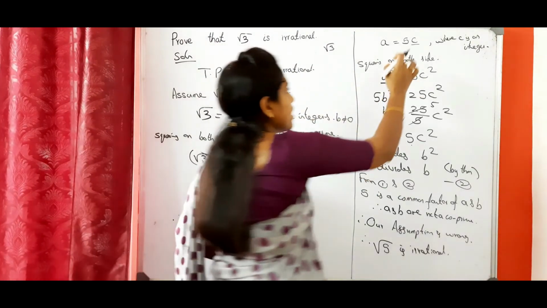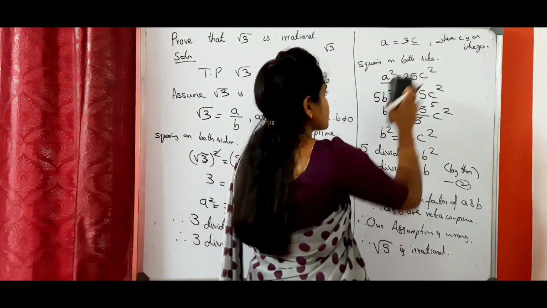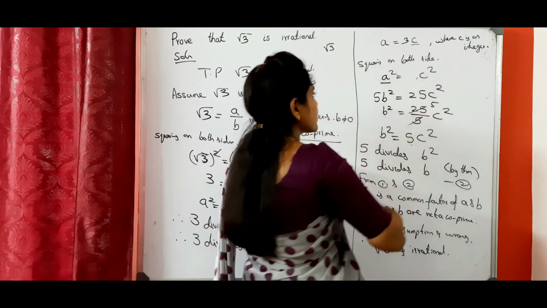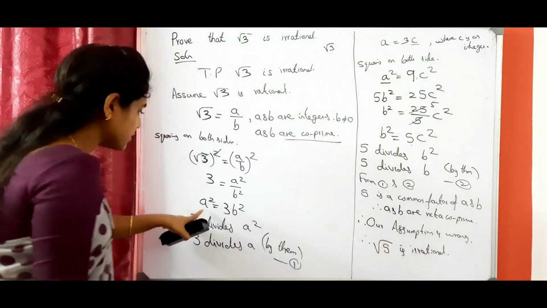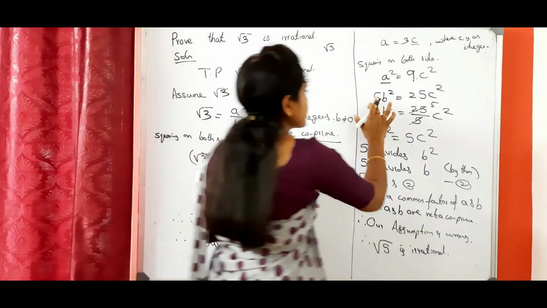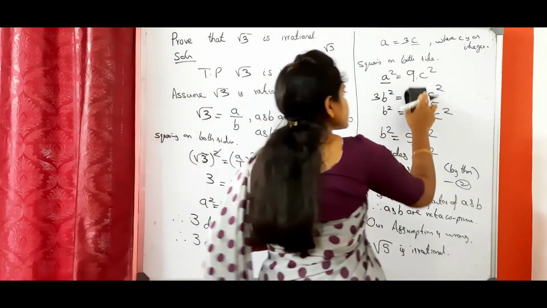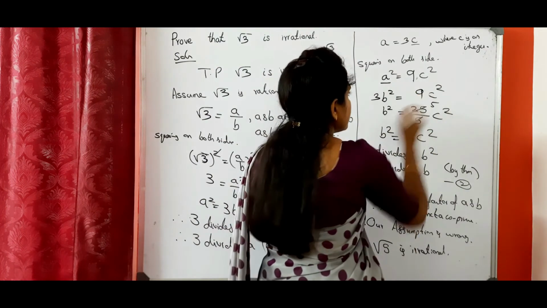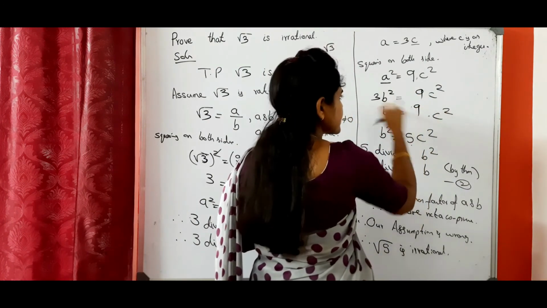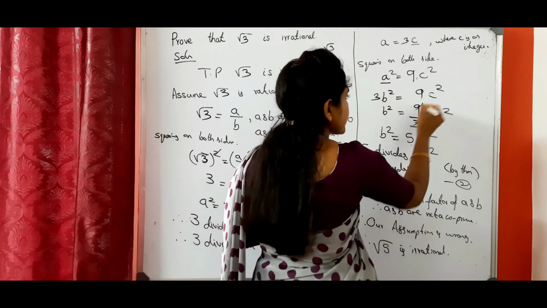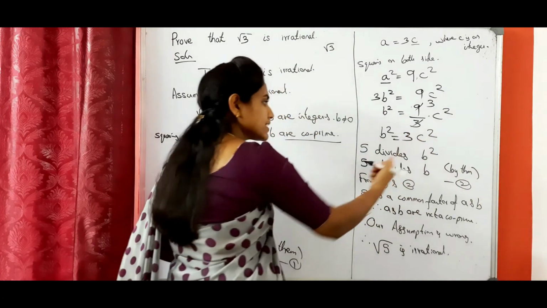Now squaring on both sides. So A equals 3C, and squaring, 3 square equals 9. Now we need to apply the A square value. A square equals 3B square. And here 9C square. Now I am taking this 3 here, divided by 3. We cancel, and we will get 3. Therefore B square equals 3C square.